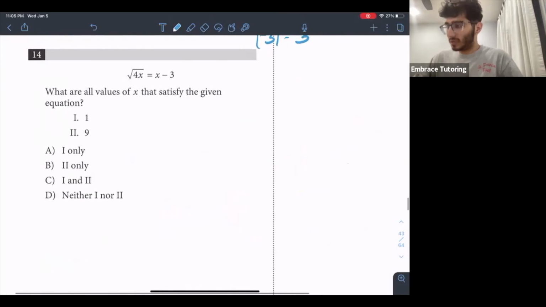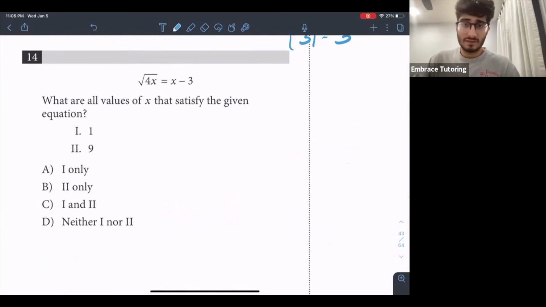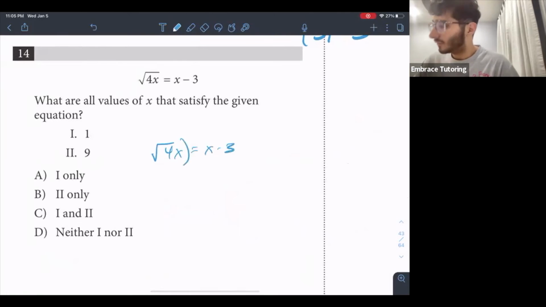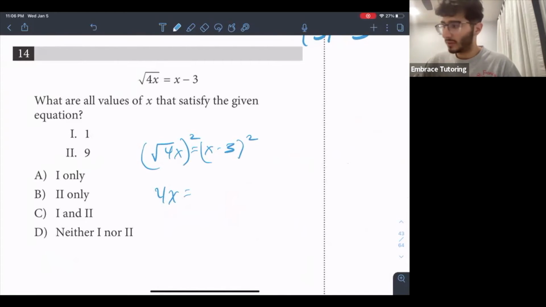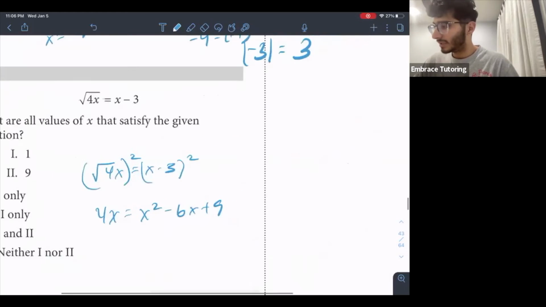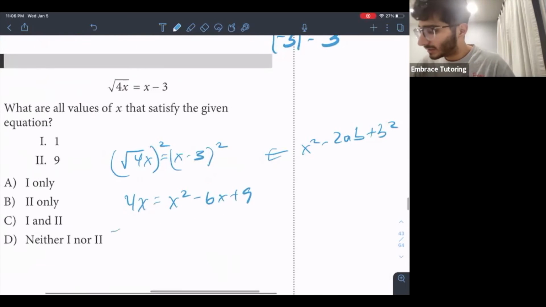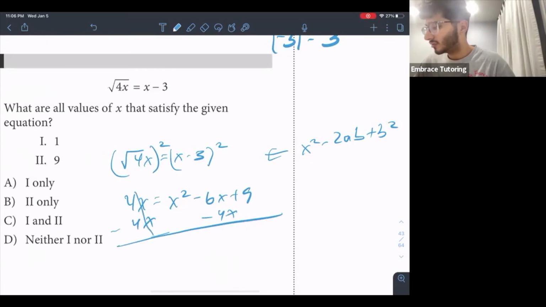Question 14 now. What are all values of x that satisfy the given equation? This is also isolating, algebra 1 related material. For this one, you get 4x is equal to x minus 3. The first thing I would do is square both sides to get rid of the radical, to get 4x is equal to x minus 3 squared, which is basically x squared minus 6x plus 9, because this follows the a squared minus 2ab plus b squared formula. Then you could subtract 4x on both sides to get this into a quadratic, x squared minus 10x plus 9.